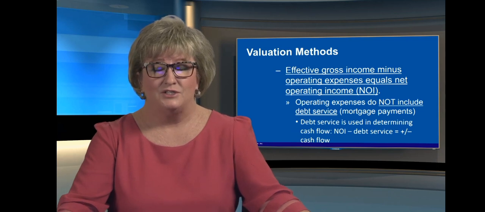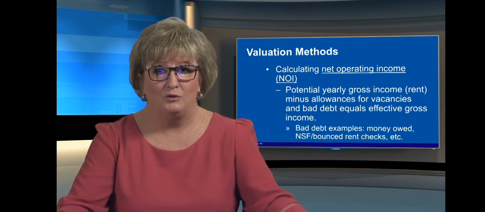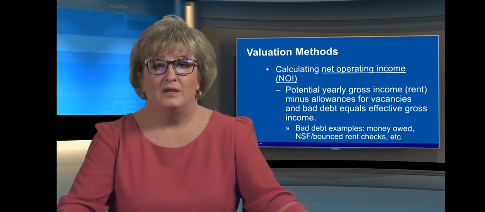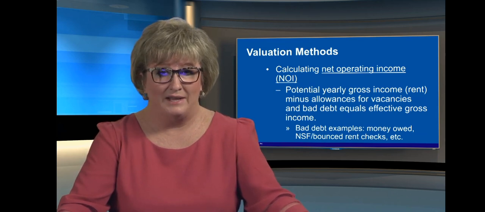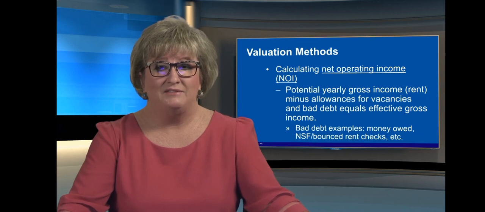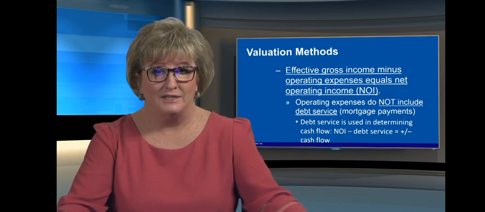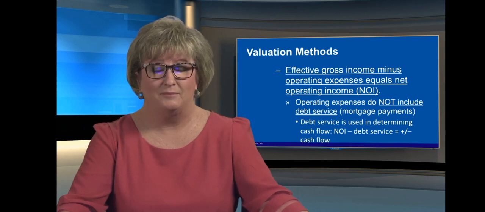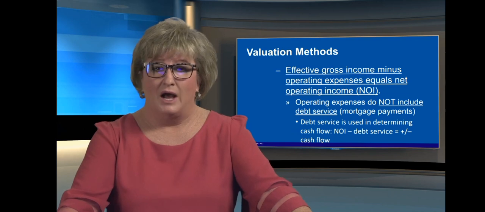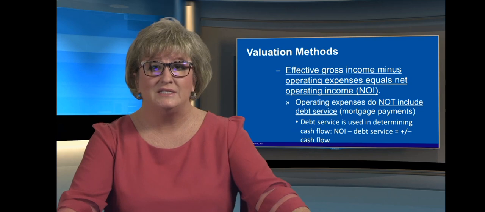So to review, we take the potential annual gross income minus allowances for vacancies and bad debt, and then we get the effective gross income. The effective gross income minus operating expenses equals net operating income. Now, operating expenses do not include debt service.